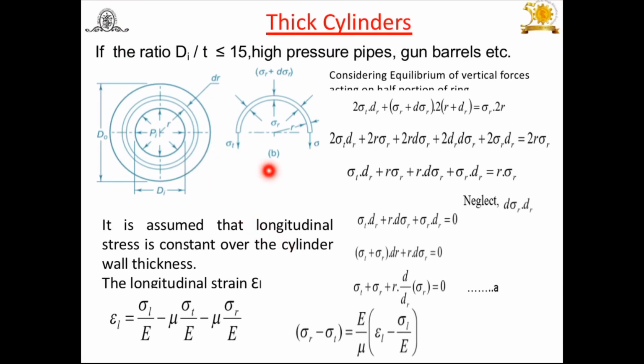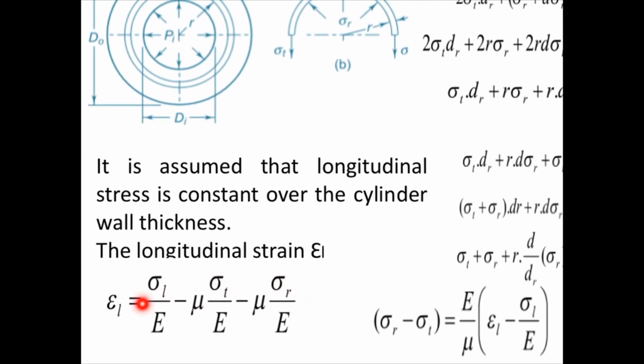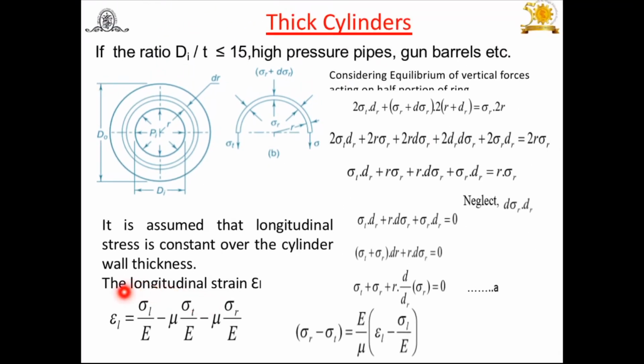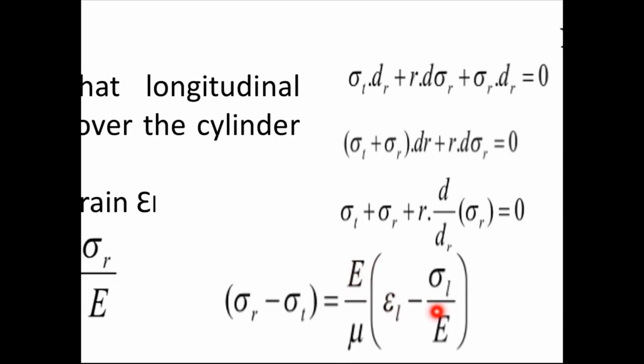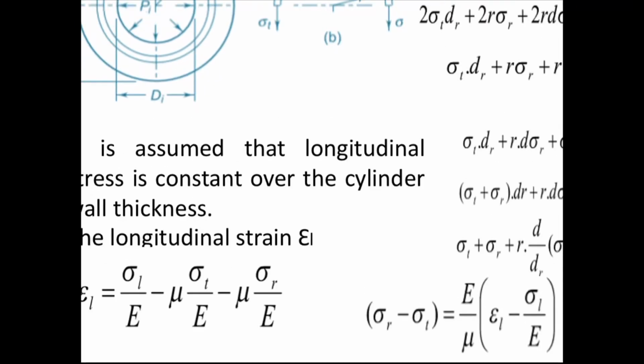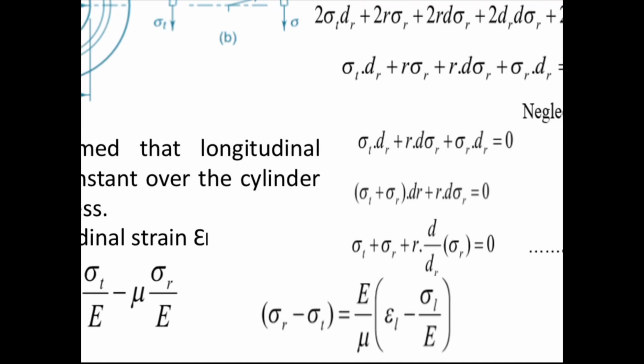But it is assumed that in this analysis the longitudinal stress is constant over the cylinder wall thickness. According to the distortion or strain energy theory, the longitudinal strain epsilon 1 is given by the 3 principal stresses sigma 1, sigma 2, sigma 3, here sigma L, sigma T and sigma R, where we use Poisson's ratio, modulus of elasticity, and the longitudinal stress. These 3 terms are constants. Arranging this longitudinal strain equation, sigma R minus sigma T is equal to this. Here E, mu and epsilon, the longitudinal strain, are also constant. Therefore this term is constant.